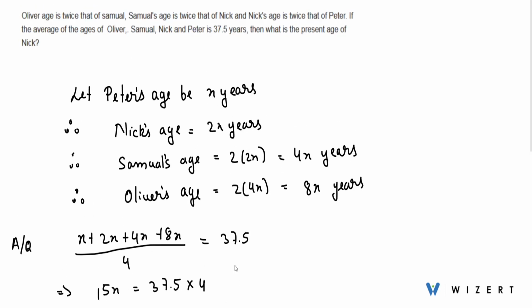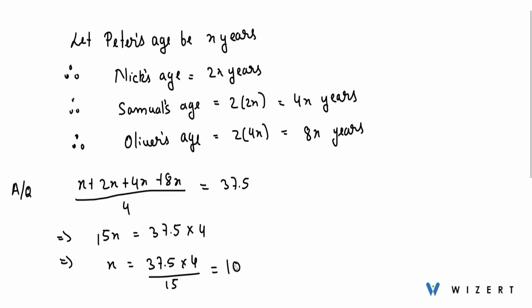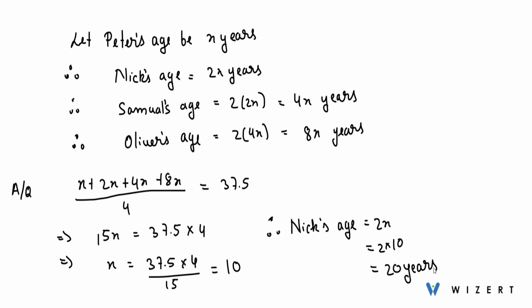Now in the question they have asked us to find the present age of Nick. Therefore Nick's age will be equal to 2x, which is 2 multiplied by 10, which will be equal to 20 years. So this will be our final required answer.